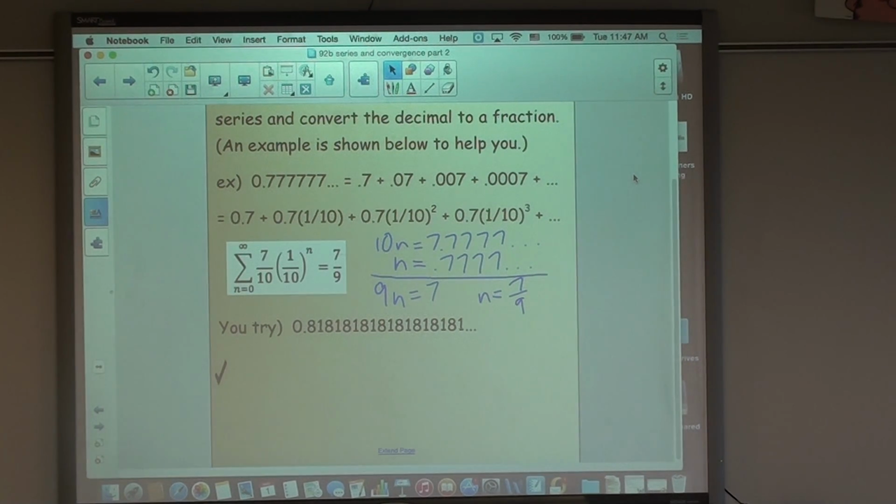First term would be. And then the next term would be 0.0081. Okay. And if you're going to think about what you have to multiply to get from one term to the next.